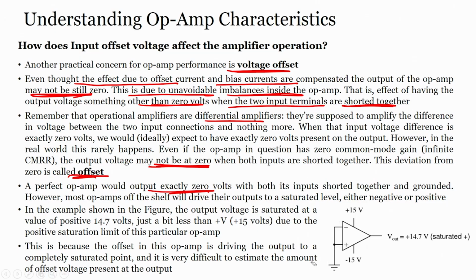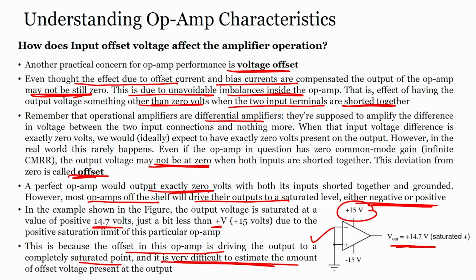But most op-amps off the shelf will drive their outputs to saturated level either negative or positive, right. For example, in the given figure what we see, the output voltage saturated at value 14.7 volts, just a bit less than plus 15 volts. The reason is that the offset in the op-amp is driving the output to a completely saturated point. It is very difficult to estimate the amount of offset present at the output, right.